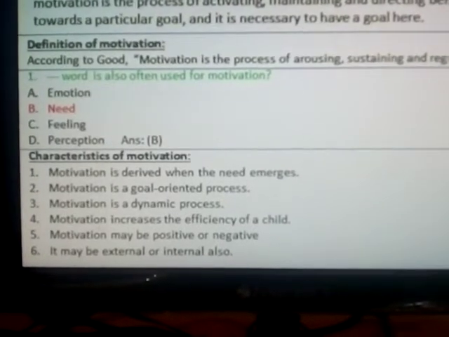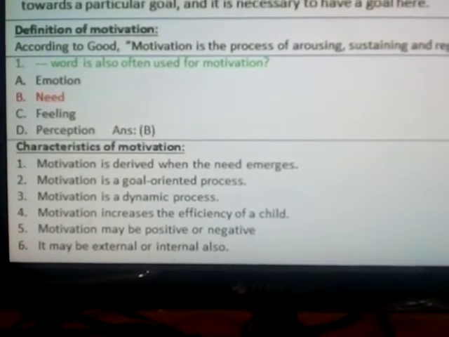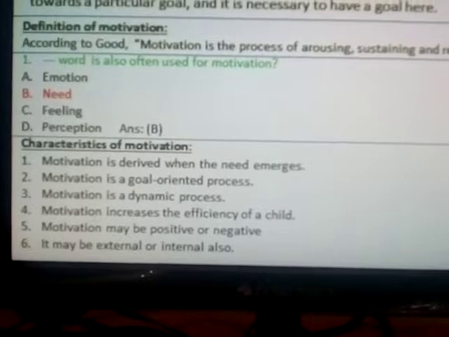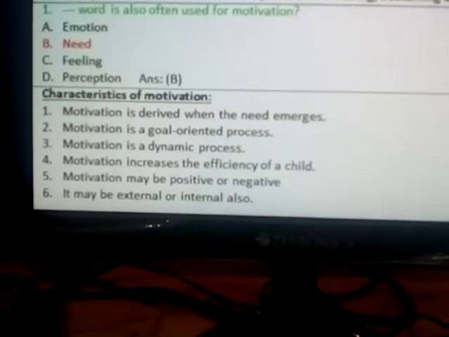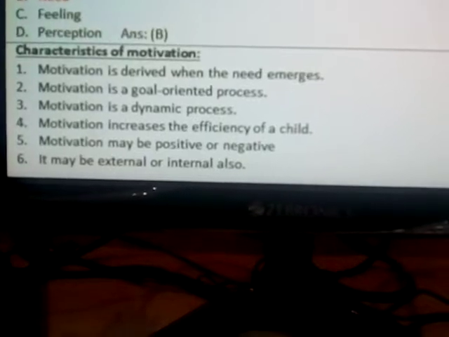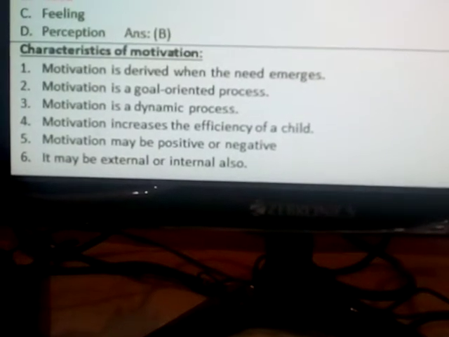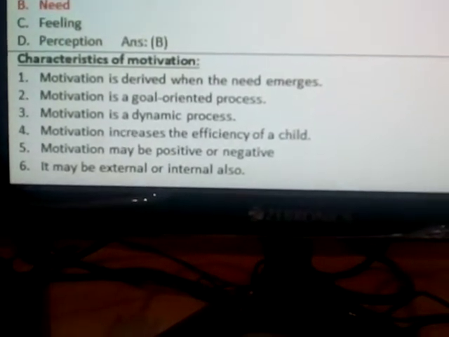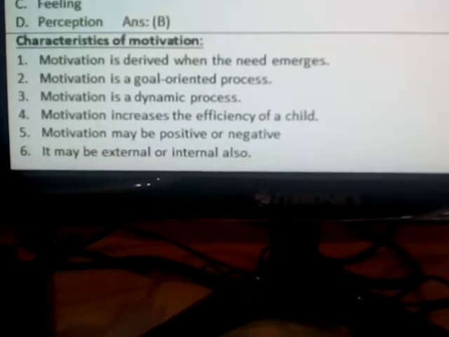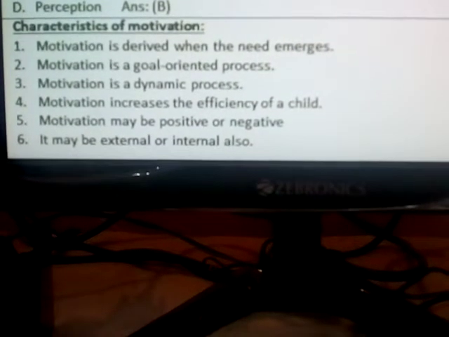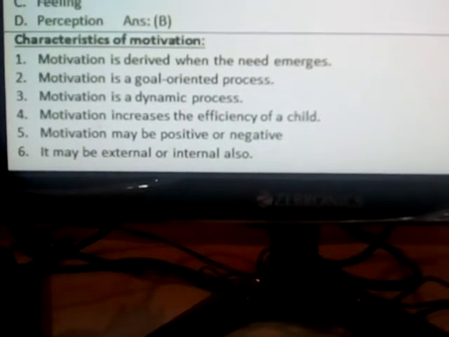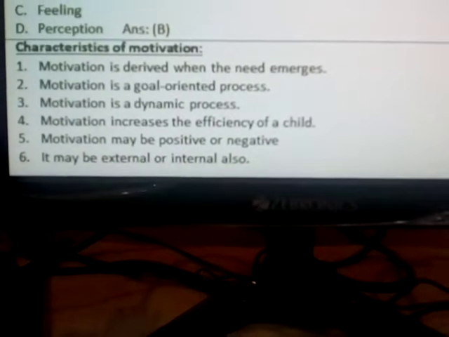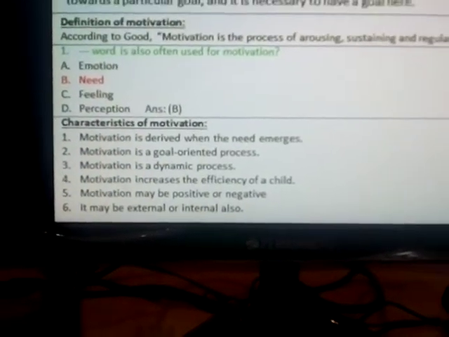Question: What is the term often used for motivation? Need. The answer is need. Next, characteristics of motivation: desire, when needs emerge, goal, organized process, dynamic process, increases the efficiency of the child, positive or negative, external, internal also.